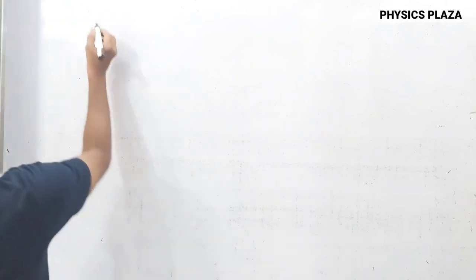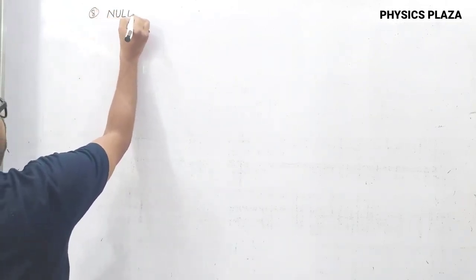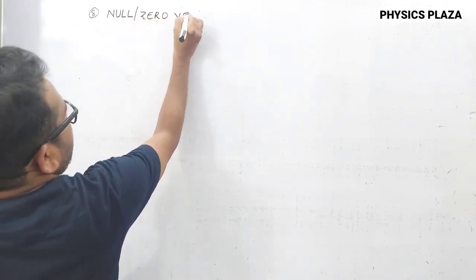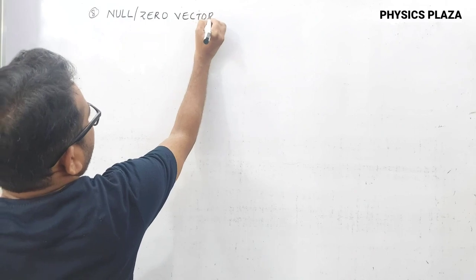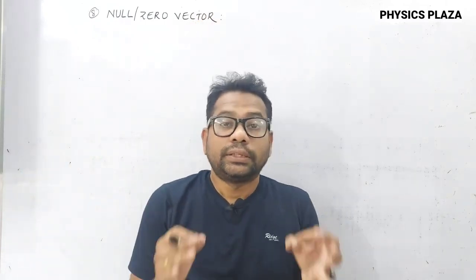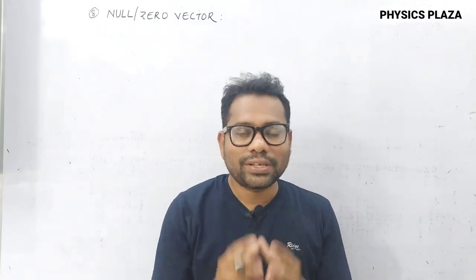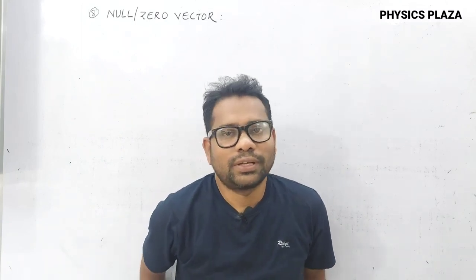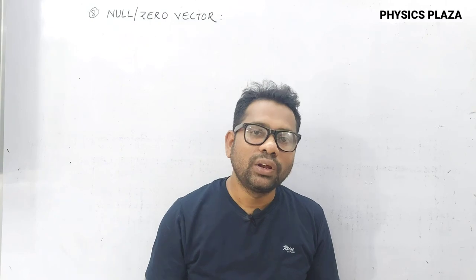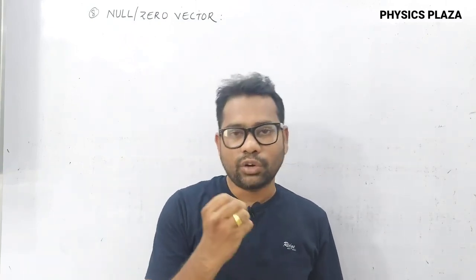Now let us see the next vector, it is the null vector or zero vector. First let us see a definition, children, then we will try to understand. What is a null vector or zero vector? The vector whose magnitude is 0 is called a null vector or zero vector. Then you may ask, sir, as there is no magnitude, what is its purpose? Children, only for mathematical operations we can use null vectors or zero vectors.